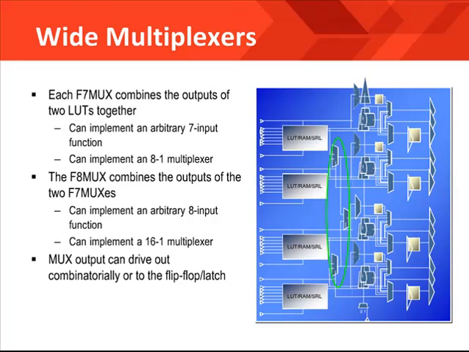In this diagram, we see a number of muxes used to connect the LUTs together. Each slice contains 2 F7 muxes that group the outputs of 2 LUTs and can create an 8-to-1 multiplexer. Each slice also contains 1 F8 mux that combines the outputs of the F7 muxes and can thus make a 16-to-1 mux. The mux outputs can drive out of the slice or connect to the available flip-flop latch if desired.